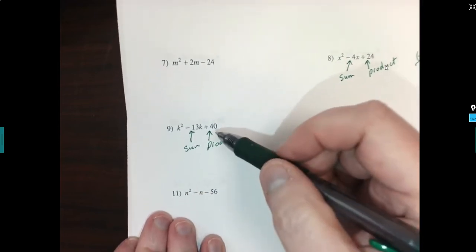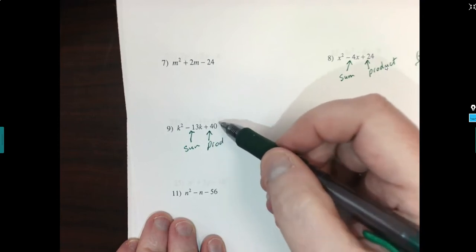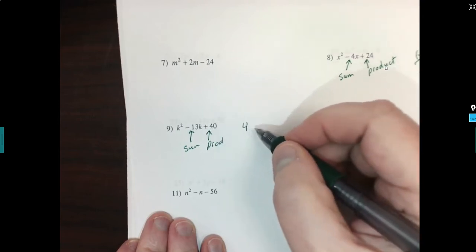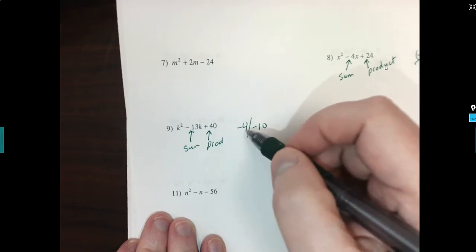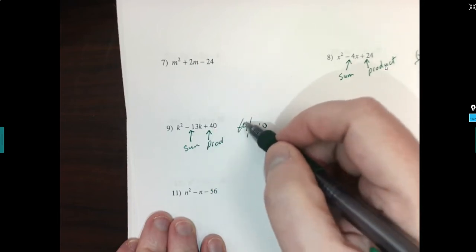Well, again, my two numbers are going to have to be negative numbers. Negative 4 and negative 10. If I multiply those together, I get positive 40. If I add them together, I get negative 14. That's not going to work.